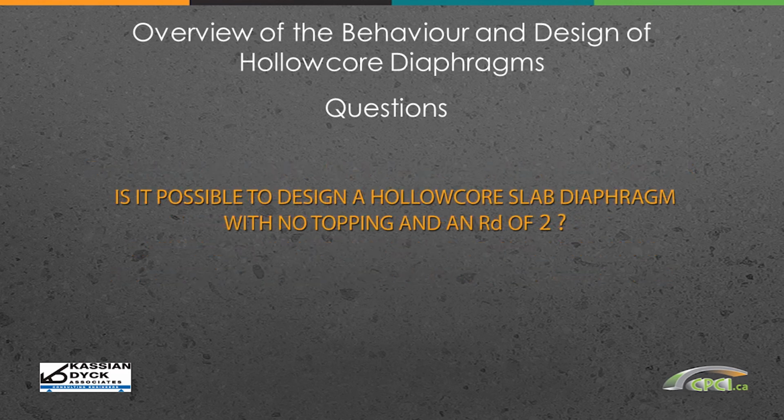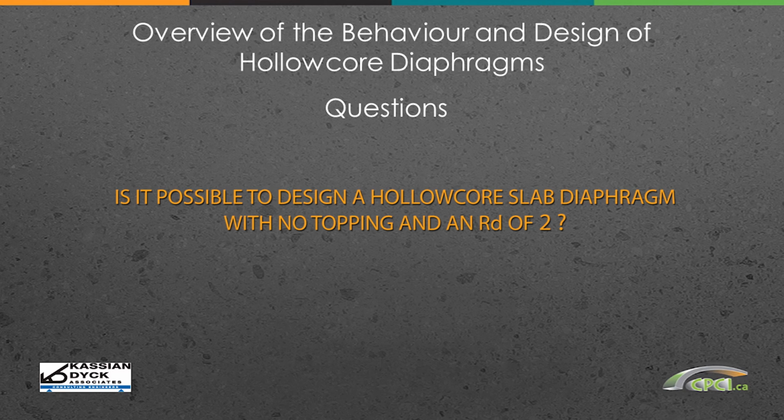Is it possible to design a hollow core slab diaphragm with no topping and an RD of 2? So in my opinion, if you have hollow core as your diaphragm and no topping, you don't satisfy the CSA A23.3 requirement of having reinforcement in both directions. So I would say untopped hollow core diaphragm would not comply with CSA A23.3 for an RD of 2 structure.